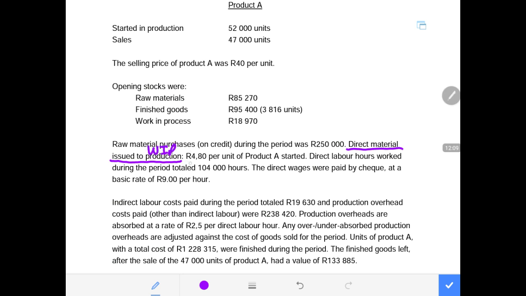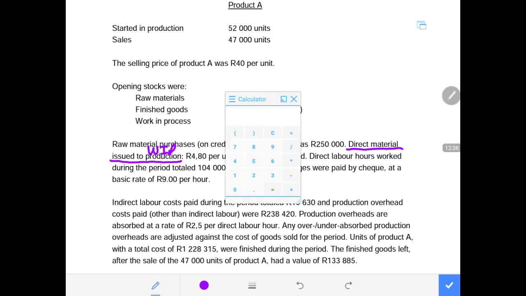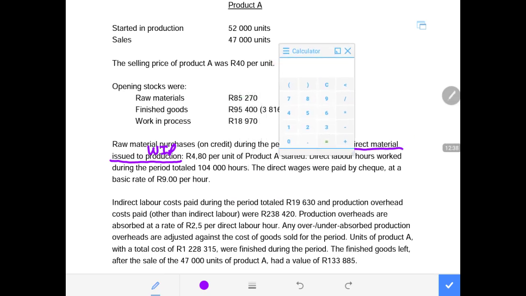It was 480 per unit of product A. How many units started in production? We started with 52,000 units. So that will be 480 times 52,000 units. That will give us the cost of the direct material that was issued to the production department, which is work in progress.